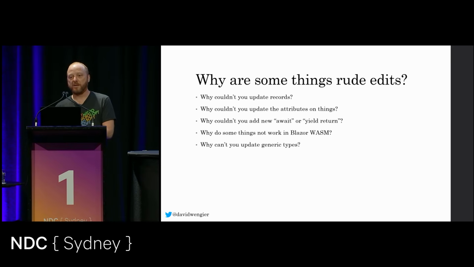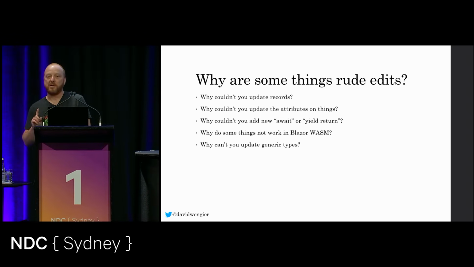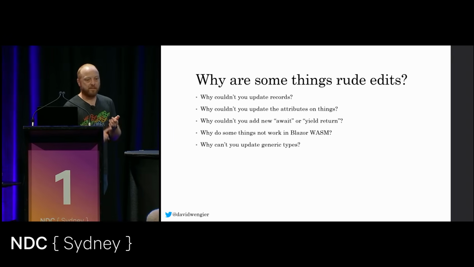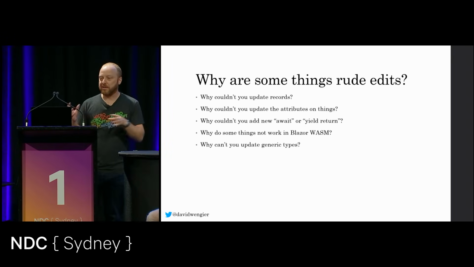So the mono runtime can only do, at the moment, method body updates. That's it. So you can modify methods. You can't add new ones. You can't add fields. You can't add properties. You can't change field initializers. There's a bunch of limits.